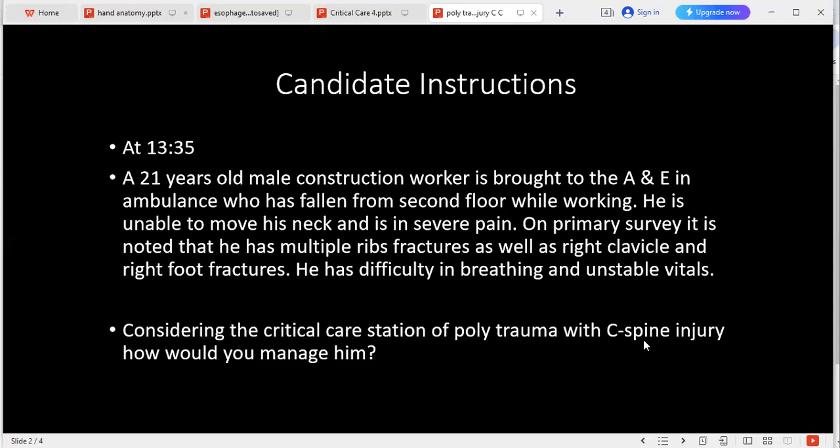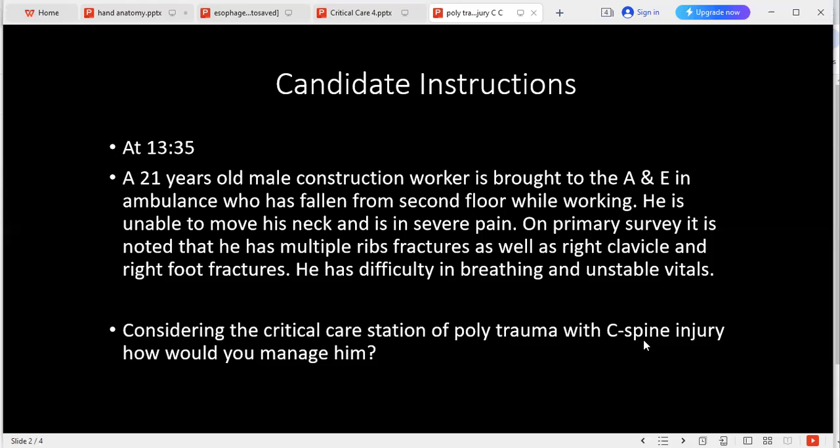I will assess. I will use the hard collar and I will fix it with the sandbag and tapes. Then I will consider using the jaw thrust maneuver to look inside the mouth, or I will insert the oropharyngeal airway. Other options to secure the airway are nasopharyngeal airways.